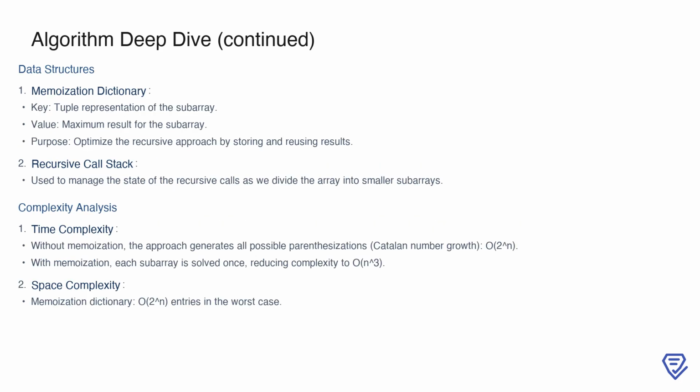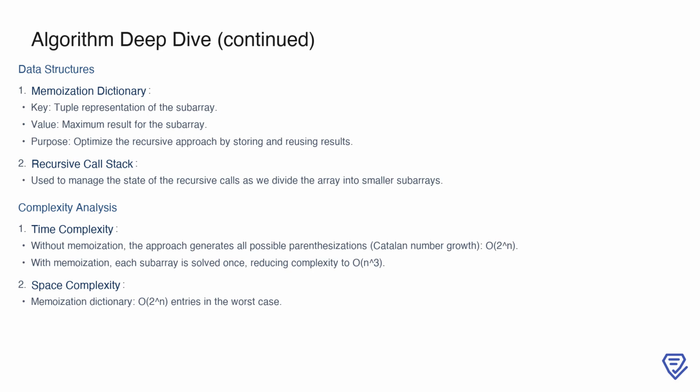To implement this algorithm, we rely on two primary data structures. The first is a memoization dictionary. This dictionary uses the tuple representation of subarrays as keys and stores the maximum result for each subarray as values. Its purpose is to eliminate redundant calculations by reusing results for overlapping subproblems. The second is the recursive call stack, which helps manage the state as the array is divided into smaller subarrays and the function calls are nested deeper.